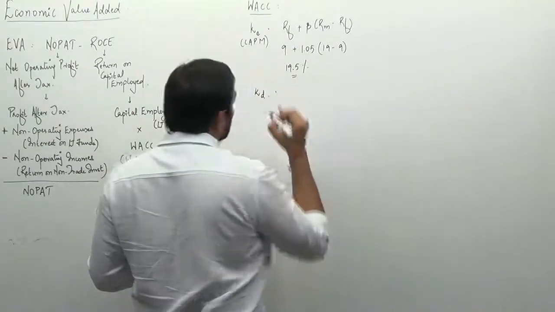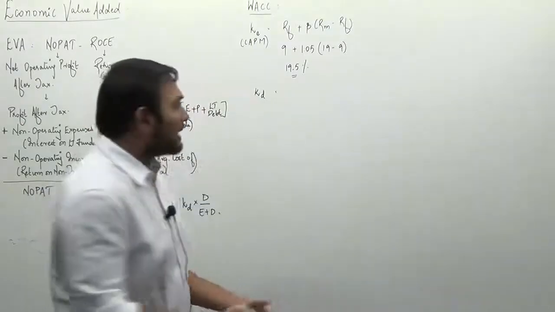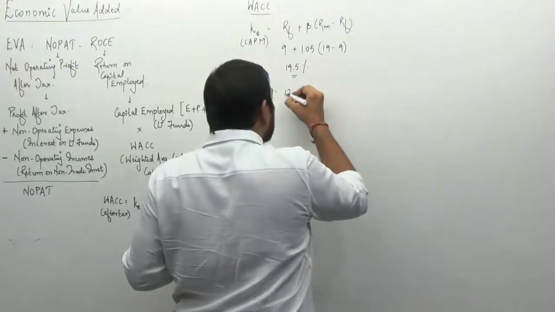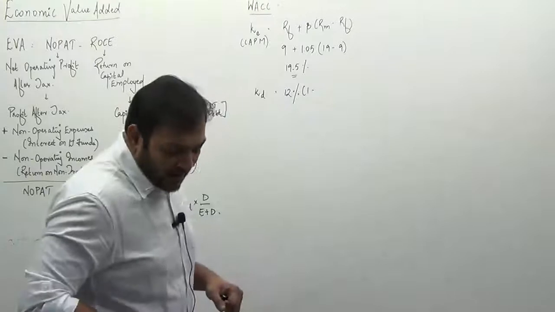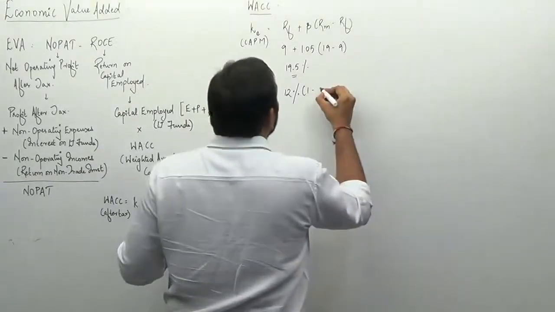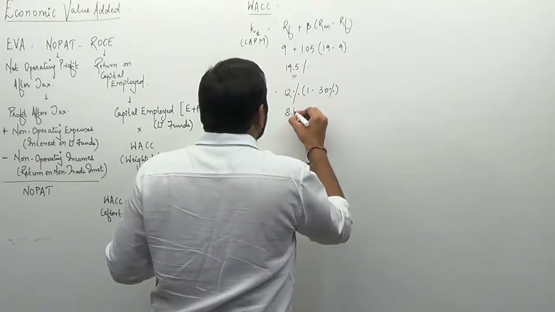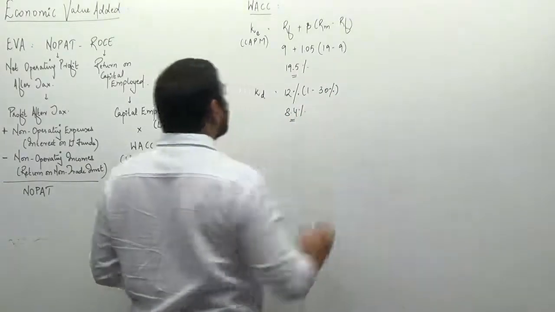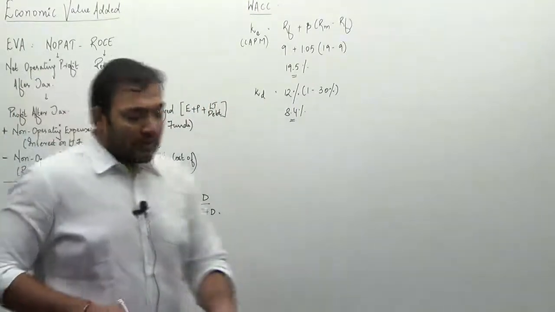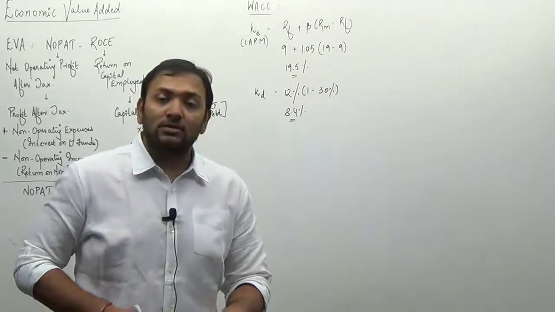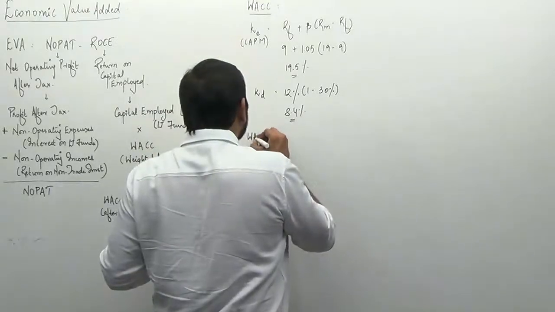Calculate KD then. Cost of debt I need after tax. Now normally when I see 12% debt capital, then 12% is the rate of debt. But that 12% is pre-tax. Into 1 minus tax rate. Tax rate here is 30%. So 0.7 into 12 is 8.4%, I guess. This is cost of debt. Debt is 2000. Equity is 8000. Equity is nothing but share capital plus reserve. So calculate WACC.